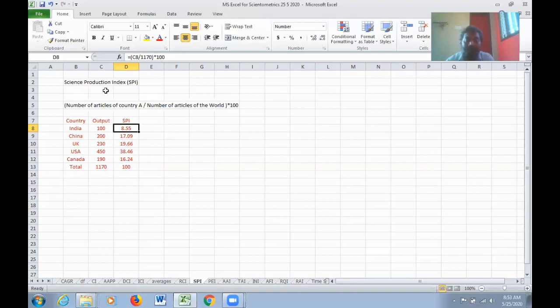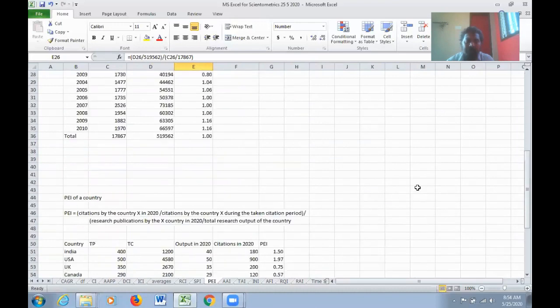And what is the science production index of India? It's very simple, 100 divided by 1170. What is the science production index of China? It's C9. C9 is 200 divided by 1170. This way, you can easily calculate the science production index. It's nothing but the percentage of papers contributed by a single country in the total research output of the entire world. Fine. Science production index.